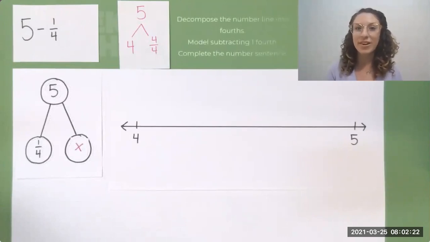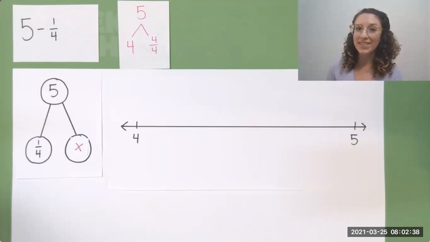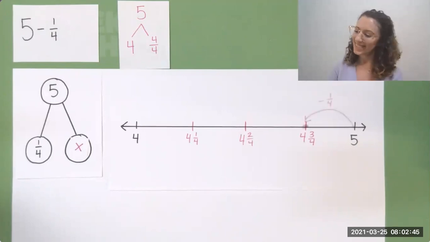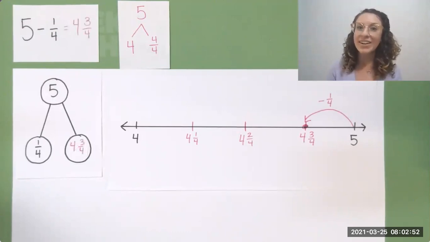Decompose the number line into fourths, then show a hop to subtract 1/4. Where do you land? Complete the number sentence you wrote with your answer. Pause and hit play when you're done. Ready? Here's my number line decomposed into fourths. And here's my number line showing 1/4 subtracted. So we found that 5 minus 1/4 is 4 3/4. Great job. Find space for another.